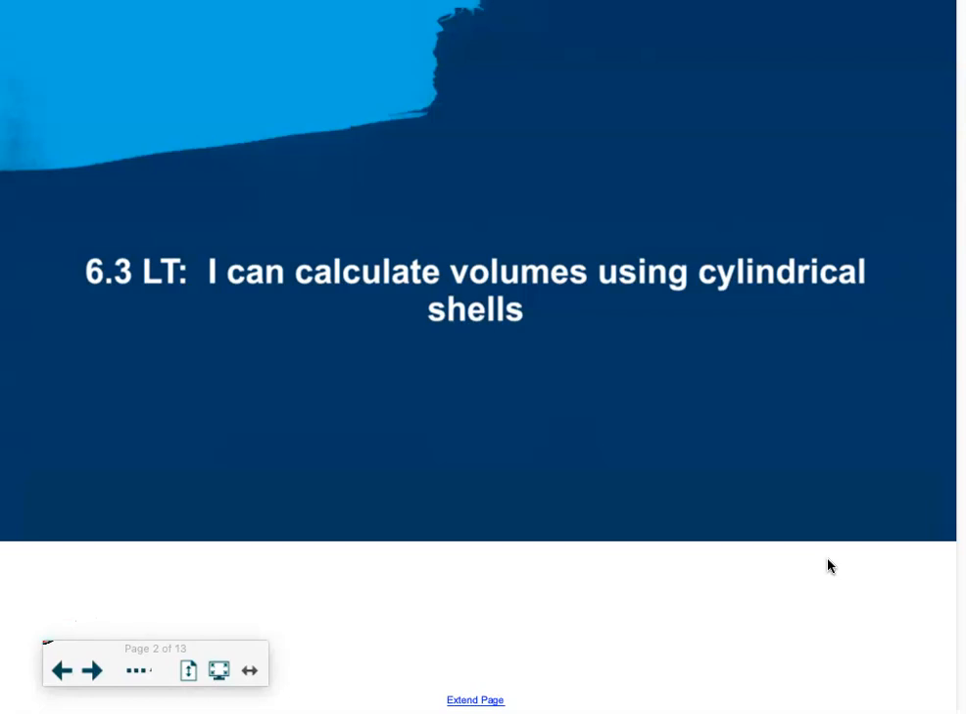So I'm going to give you a little background. Shell method for calculating volume is not a required topic by the college.